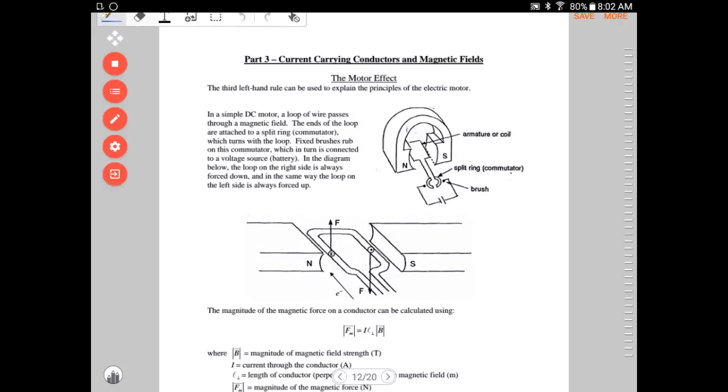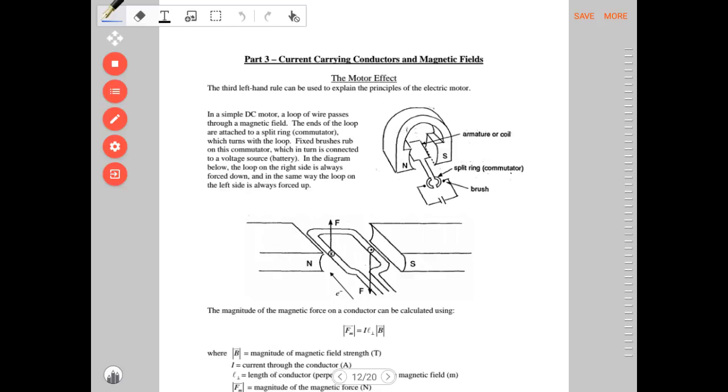Part 3, Current Carrying Conductors and Magnetic Fields. The motor effect. The third left-hand rule can be used to explain the principles of the electric motor. In a simple DC motor, remember DC stands for direct current, so current from a battery, a loop of wire passes through a magnetic field.